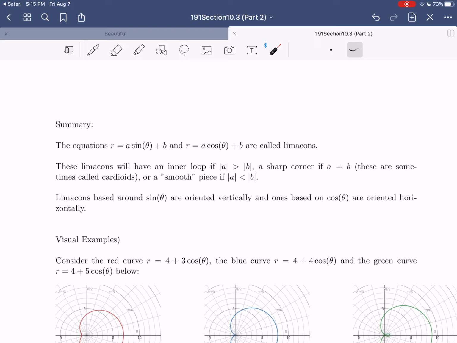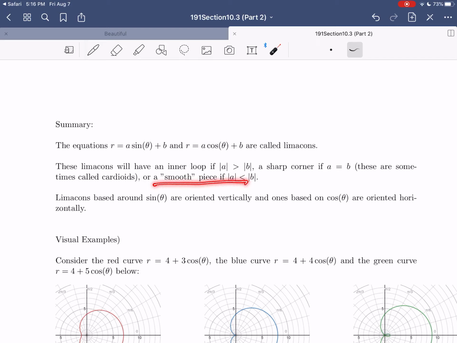These limaçons have basically three cases. If a, the coefficient of the sine or cosine, in absolute value is greater than the absolute value of b, then they will have an inner loop. In other words, if this value here is larger in magnitude than this, you will have an inner loop. You will have a sharp corner in the particular instance where a and b are equal, and we'll actually confirm that in our next video once we've learned the calculus of polar curves, but we will see that if a equals b, they have a sharp corner. Sometimes this very special case where a equals b is called a cardioid because, as we'll see in a moment, they almost make a heart shape.